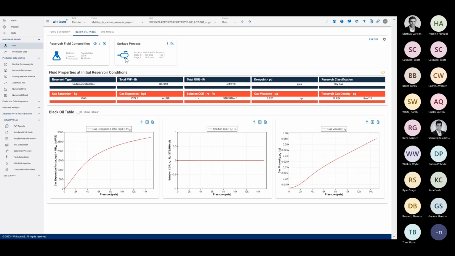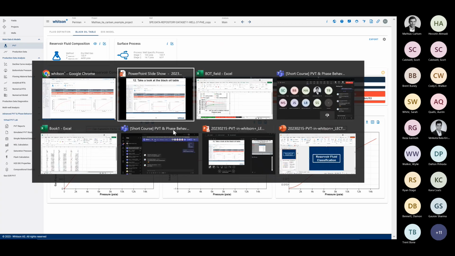In the so-called black oil table, it's still called the black oil table, but this is only gas properties here. You see that your RV is 0. There's no gas in solution, so that makes sense. It's a dry gas well. We don't have any solution GOR, so it's just a reservoir gas density, gas viscosity, and a gas expansion factor, and that's it. So this is a so-called dry gas PVT table.